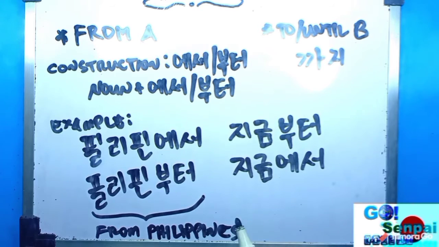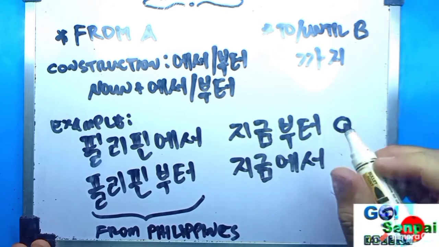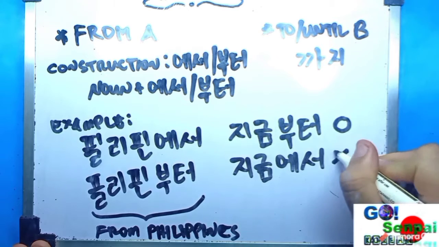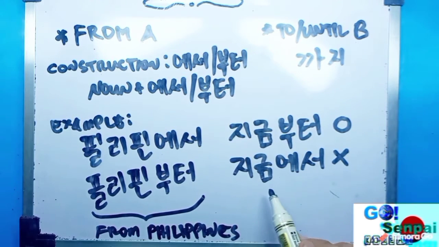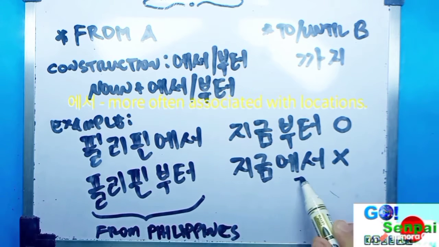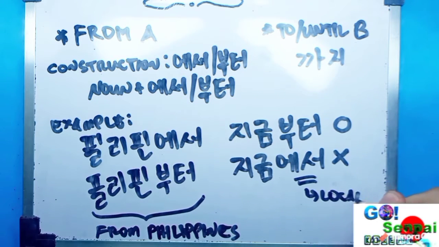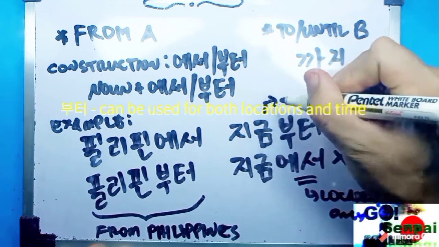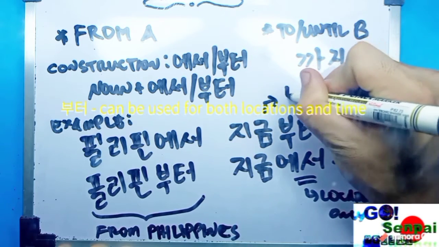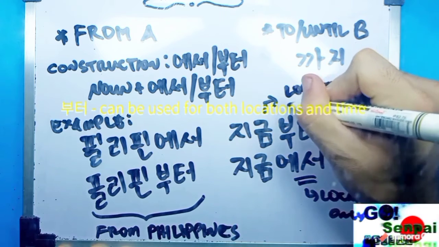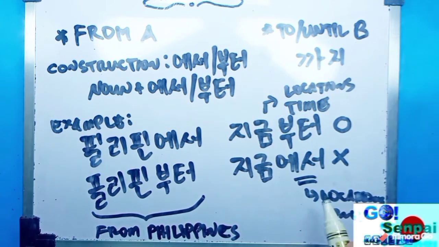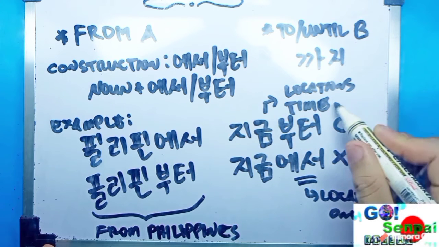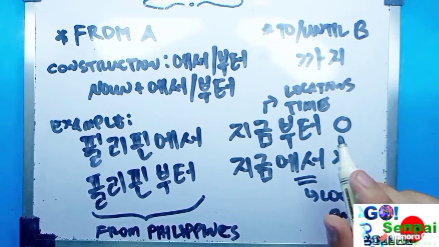So in our second example, we have jigong buto and jigong meso. Okay, so jigong buto is correct, while jigong meso is wrong. Okay, so this is wrong because, as I said, eso is more often associated with locations only, while buto, we can use this to mean from for both locations and time. Okay, so we cannot use eso to mean from when referring about time. Okay, so let's have some more examples.